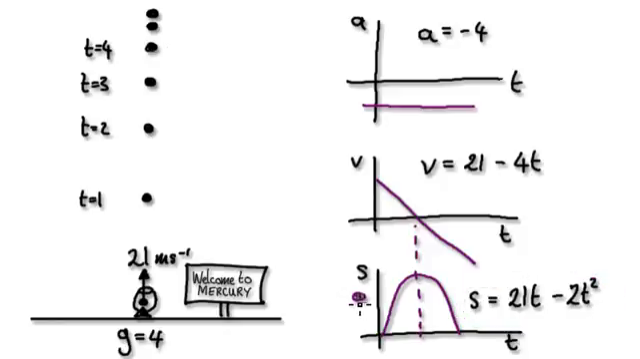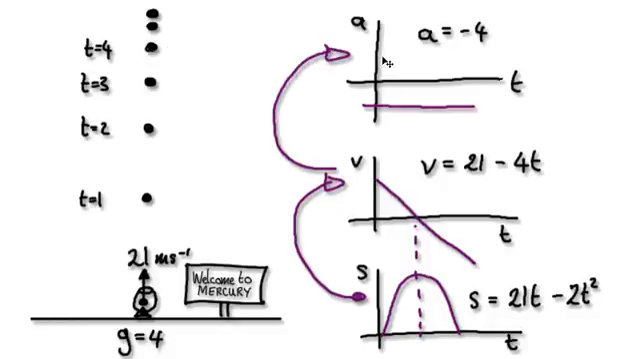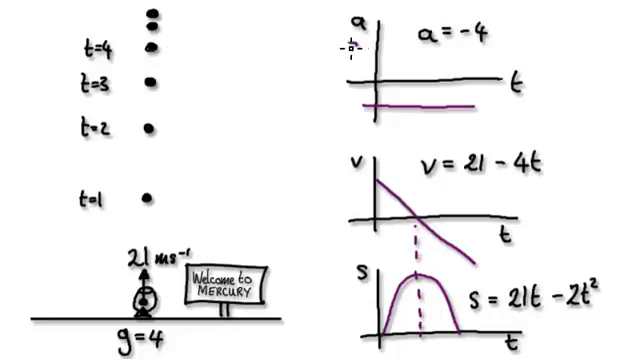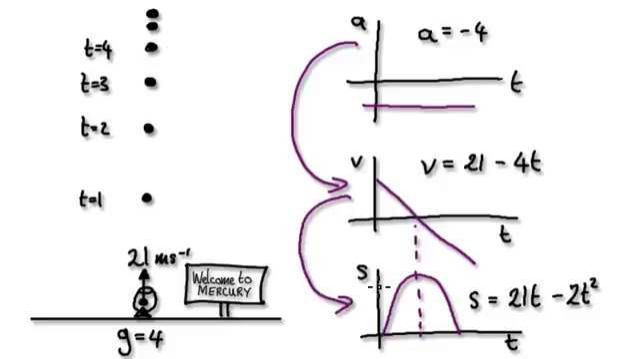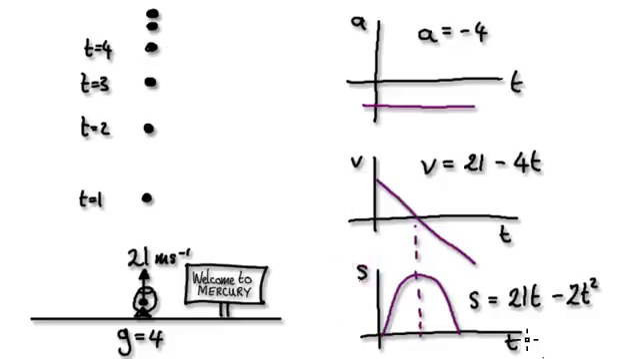Remember, when you differentiate the displacement time graph, you will get velocity. When you differentiate the velocity, you will get the acceleration. And you can also work backwards. If you integrate the acceleration, you will get velocity. If you integrate the velocity, you will get displacement, and so on.